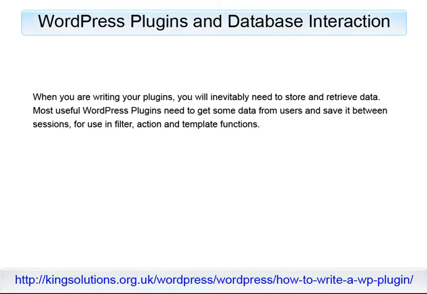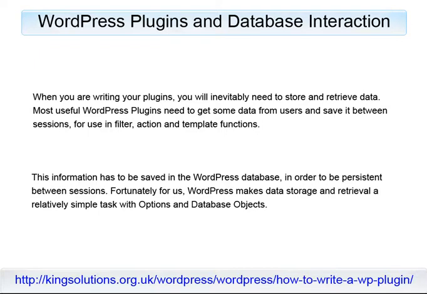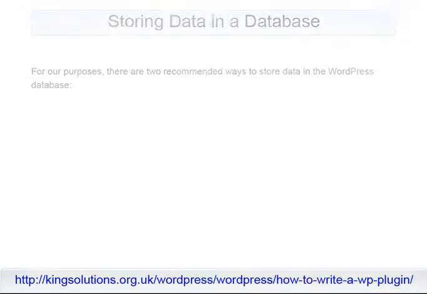WordPress plugins and database interaction. When writing your plugins, you will inevitably need to store and retrieve data. Most useful WordPress plugins need to get data from users and save it between sessions, for use in filter, action and template functions. This information has to be saved in the WordPress database in order to be persistent between sessions. Fortunately for us, WordPress makes data storage and retrieval a relatively simple task with options and database objects.